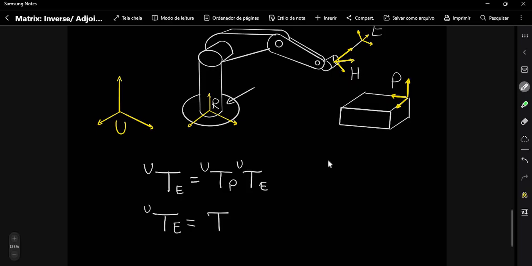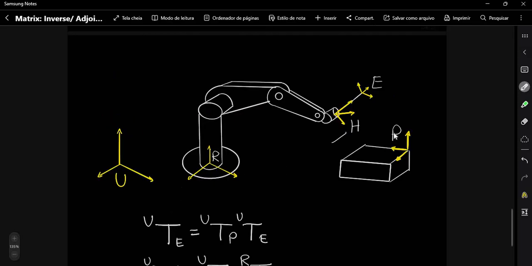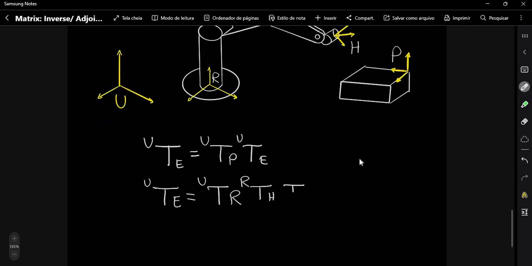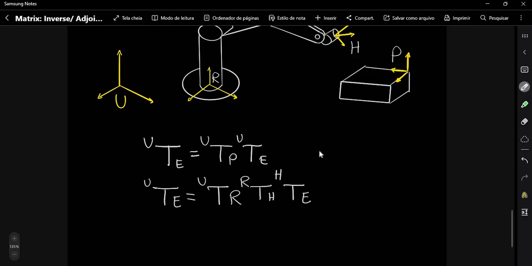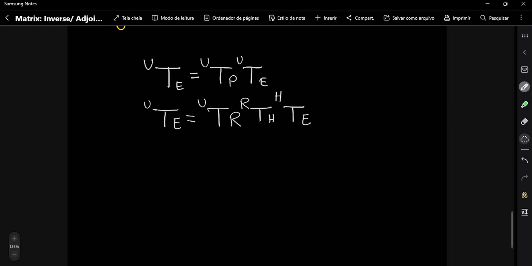As this frame of the robot is fixed, we can write the transformation of the frame R in relation to the frame U. And now this frame R turns into a reference frame for the frame H, so we write a transformation of the frame H in relation to the frame R. And now this frame H turns into a reference frame for the frame E, so we write a transformation for the frame E in relation to the frame H. And that's how we write a transformation equation interpreting the task that this robot has to perform.